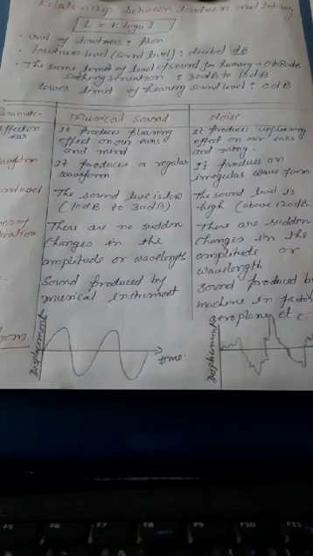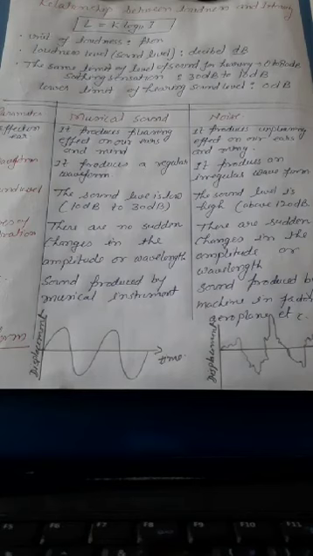So in today's topic we have discussed the characteristics of sound. What are all the characteristics of sound we have discussed: loudness, pitch, and third is quality. And then we have discussed the factors on which loudness depends, and the differences between musical sound and noise.